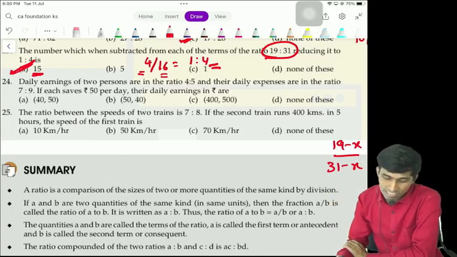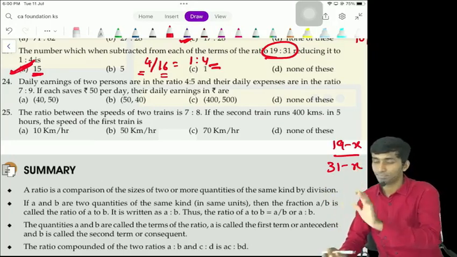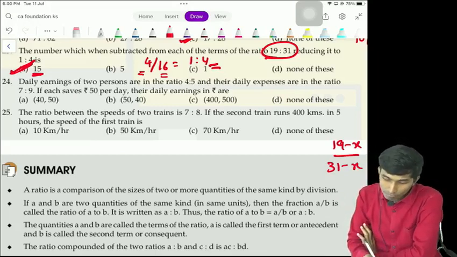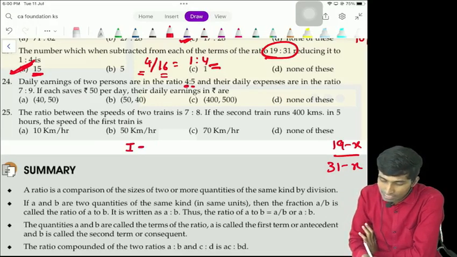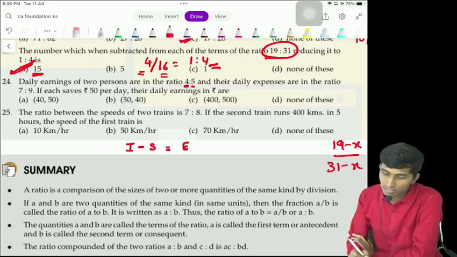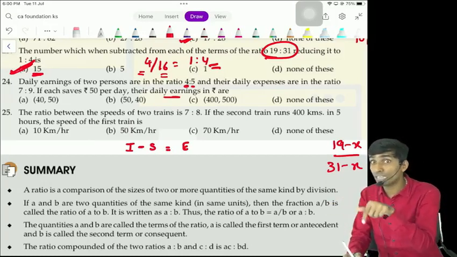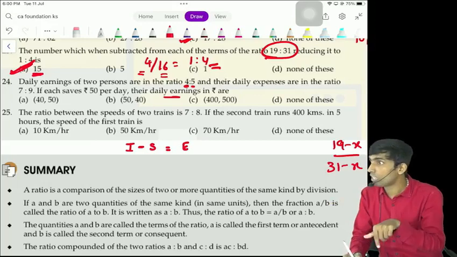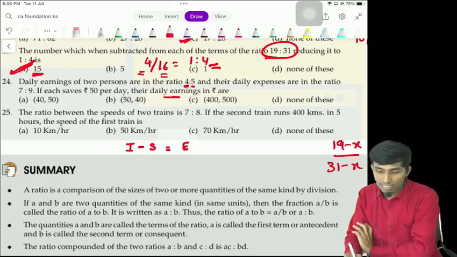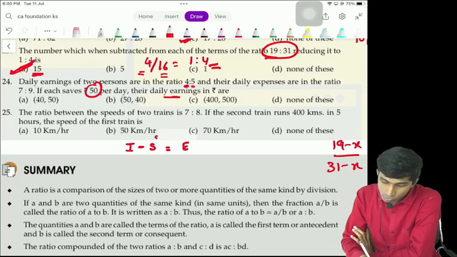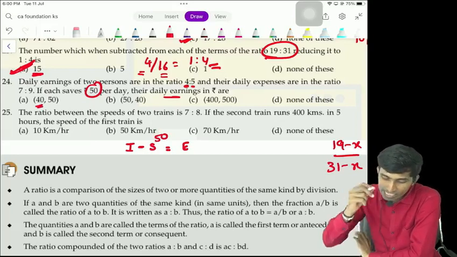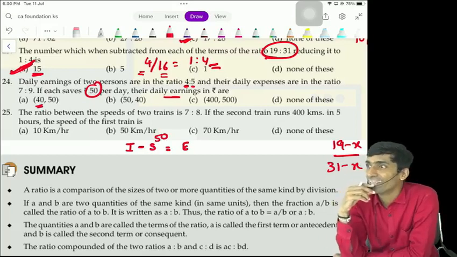1 minute. First of all, please understand. From income, this is the earnings ratio, no? If I minus the savings, what will I get? Expense. Clear? They are asking their daily earnings. Logically you can solve. No need to solve also. We will solve this, but no need to solve. 1 minute. My savings is how much? 50. You think if my earnings is 40, can I save 50? That means the first option is gone.